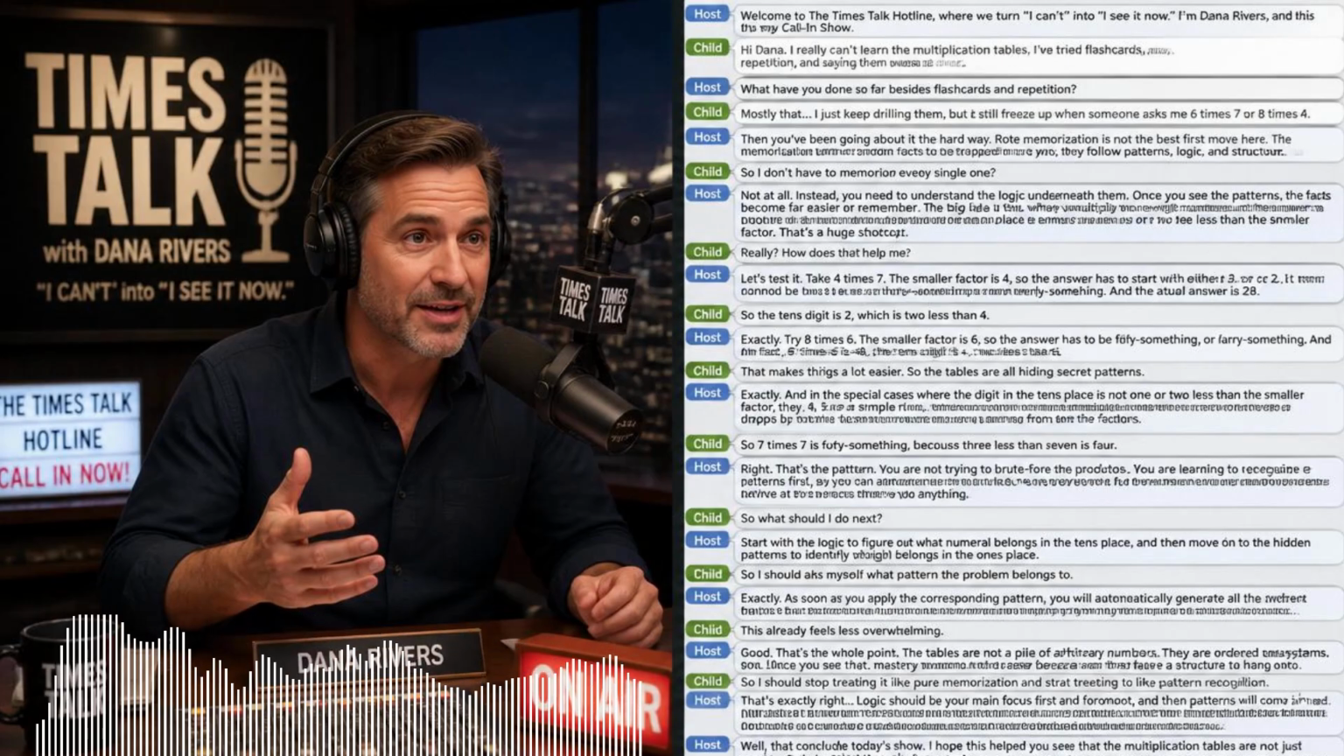Exactly. And in the special cases where the digit in the tens place is not 1 or 2 less than the smaller factor, they still follow a simple rule. When you multiply the 5 middle digits 3, 4, 5, 6, or 7 times itself, the digit in the tens place, if there is 1, drops by exactly 3 from the factors. So 7 times 7 is 40-something, because 3 less than 7 is 4.